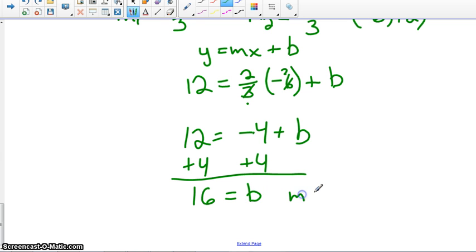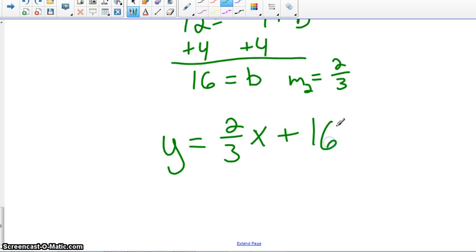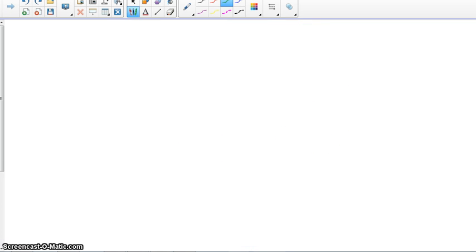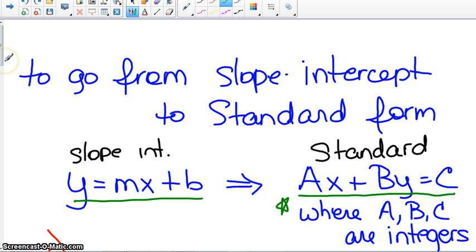And my slope, make sure we're talking about m2 of our line, is that. So when I write the equation, y equals 2/3 x plus 16. All right? Lovely. And you're done. So bring those notes to class.